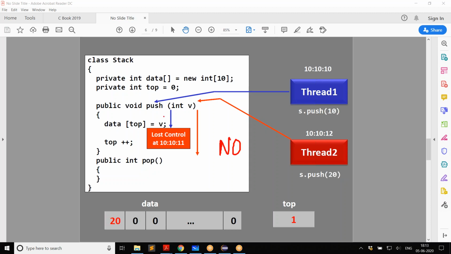It's because both push and pop are using the same data. The problem is with the data. We are talking about data corruption. Even pop is using the same top and same data. So if you allow thread 2 to enter into pop, even that can cause some incorrect results. So the requirement now is little broader. When thread 1 enters into push, do not allow any other thread to enter into either push or pop.